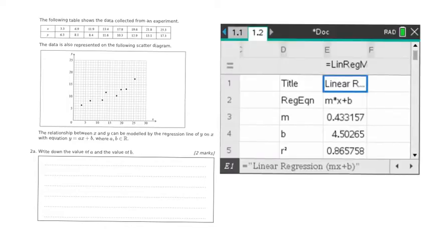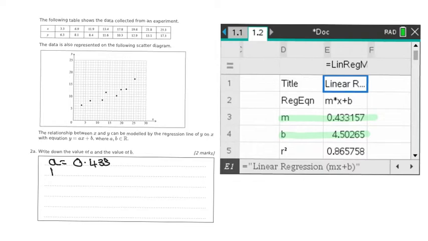As we can see from the GDC, a, which represents the gradient, is m, which is 0.433 to 3 significant figures, and b is 4.50 to 3 significant figures. So a is equal to 0.433, b is equal to 4.50.